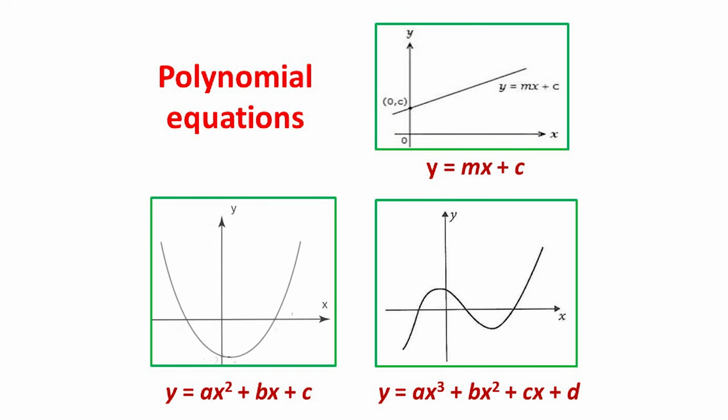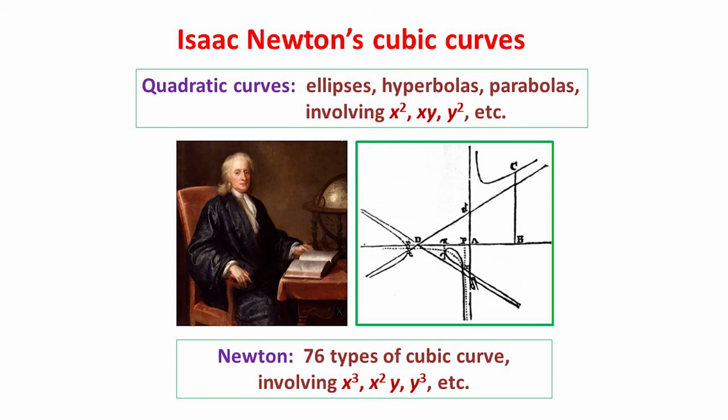For cubic curves with an x cubed term, the equation y equals ax cubed plus bx squared plus cx plus d looks something like this. When a is positive, the right-hand end increases indefinitely as x increases, while the left-hand end decreases indefinitely. And if a is negative, it's the other way around. But there are other types of cubic curve.